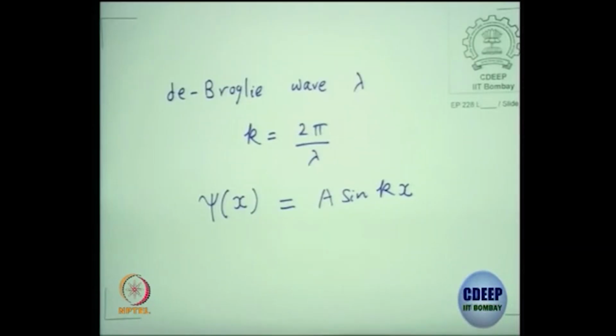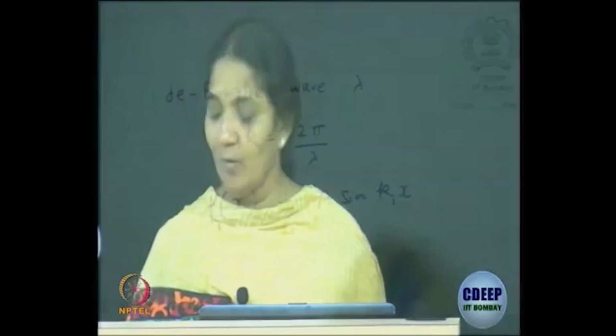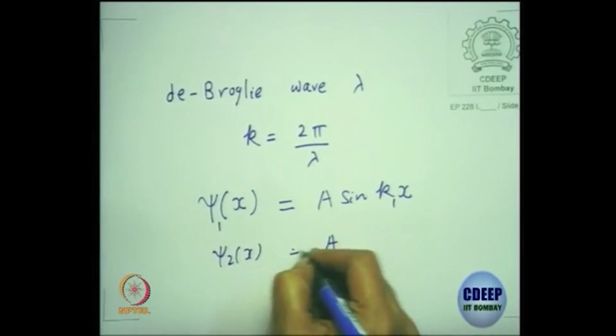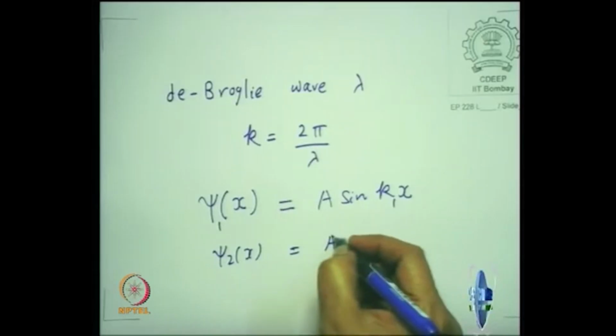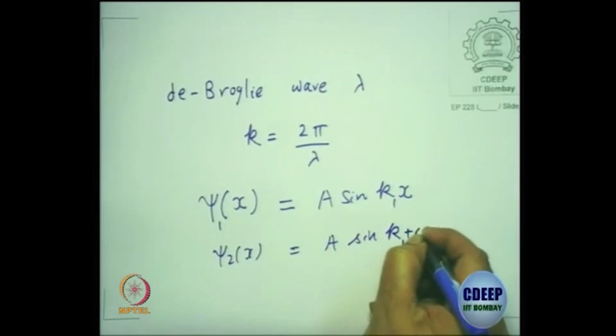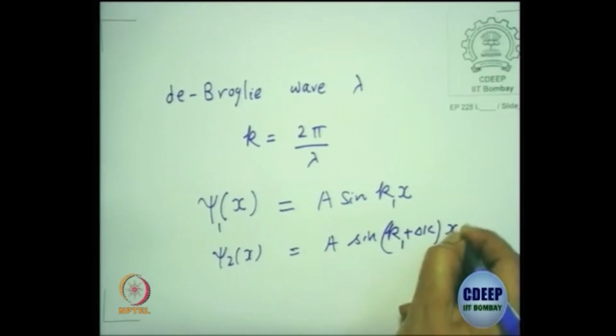Yes or no? It's like an electromagnetic wave with a specific wavelength. You could write this. If you have time dependence, you can put kx minus omega t. Let me just take psi of x. And you can do a superposition of two waves. You can have psi 1 with k1 and psi 2 of x with some other amplitude, maybe the same amplitude, sin k2, let me take k2 as k1 plus delta k, x.